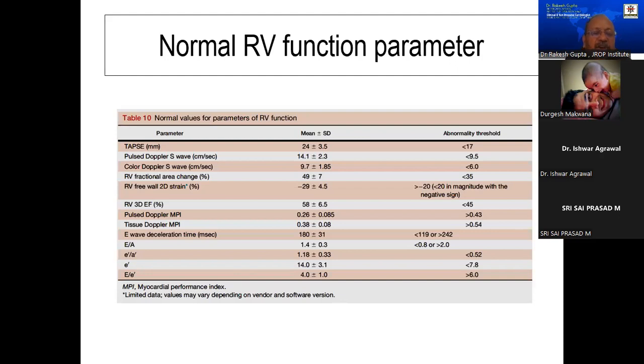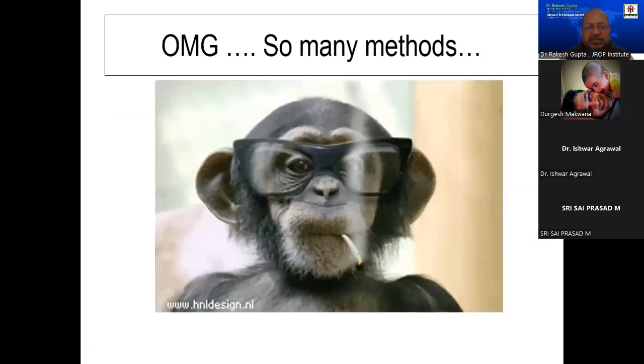So various normal RV parameters which I've showed you already: TAPSE, systolic S wave, RV fractional area change, two-dimensional strain, ejection fraction, pulse Doppler myocardial performance index, tissue Doppler myocardial performance index, E wave deceleration time, EA ratio, E prime A prime ratio, we've not talked about it, E prime and E to E prime ratio. So many factors which we can look at for RV functional parameters to look for RV functional change.